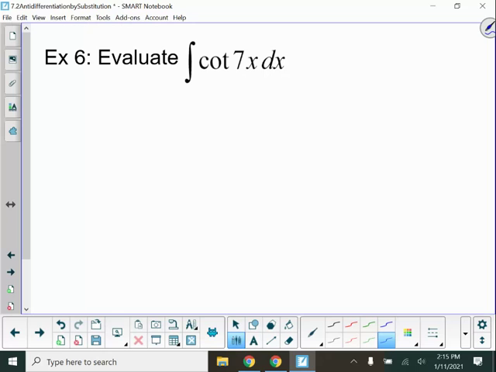Now, this is one that will teach you a little bit of a trick because it might not be as straightforward to figure out what your u is supposed to be here. Because cotangent on its own, we don't have anything whose derivative gives us just a cotangent by itself. But what you need to remember is that cotangent is cosine divided by sine. So this is the cosine of 7x divided by the sine of 7x, and then we have the dx.